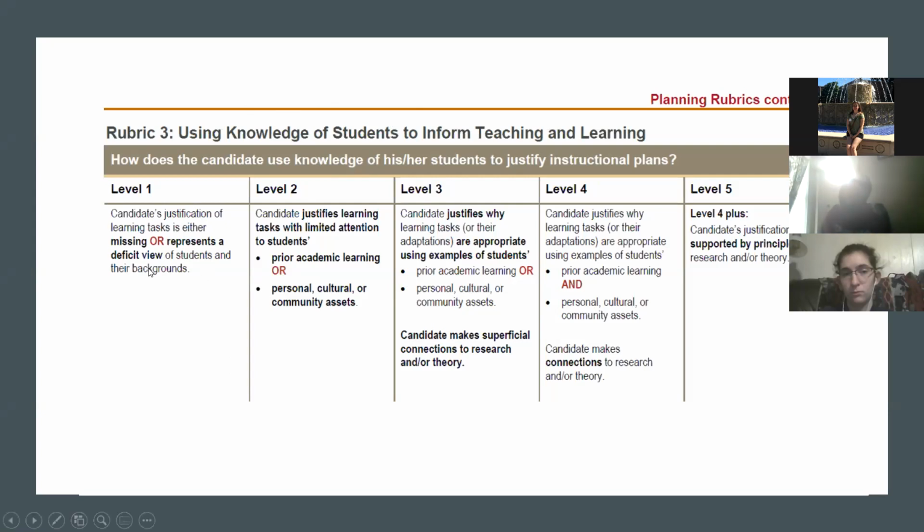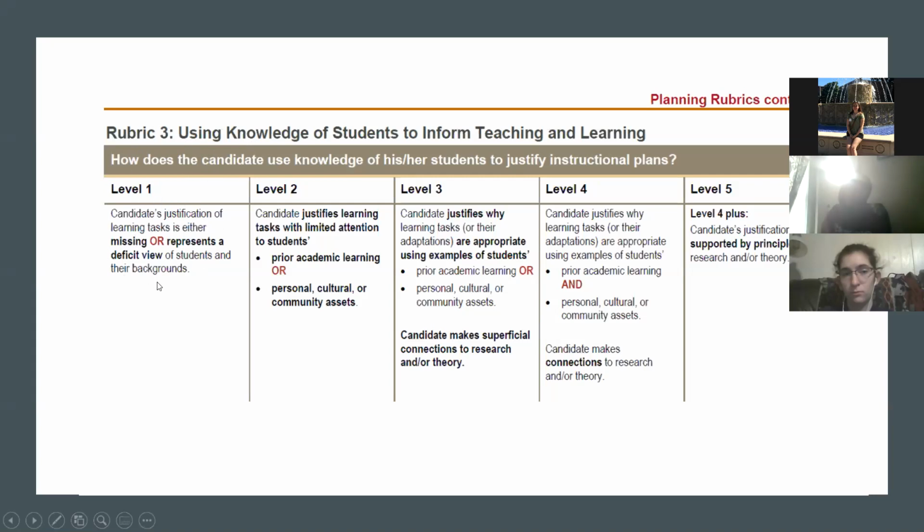So one thing to know right away is that level 1 says that if you represent your students with a deficit view, then you will get a level 1 for rubric 3. Now, this is the most common mistake that I see, and Rachel Berg has actually added a really good example of avoiding deficit language on our edTPA Canvas page. So you want to take a look at that, because on rubric 3 you will get a 1, right?